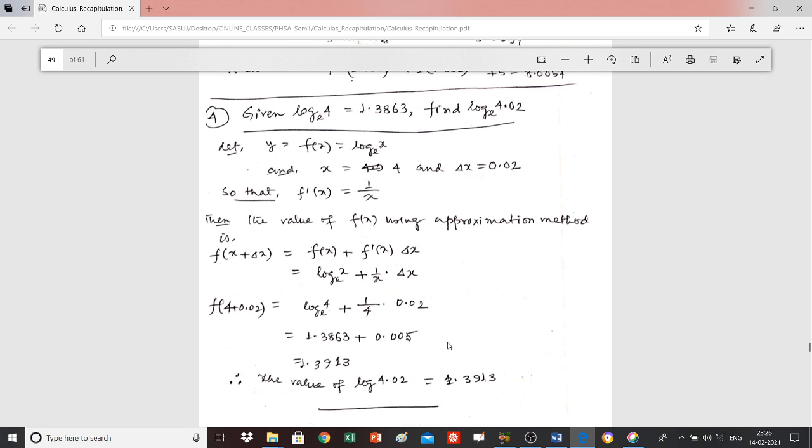So in this class we learned the approximation value as well as the average value, which will be very helpful for calculation in different subjects or disciplines like physics or chemistry also. So students, you need to go through all these calculations.